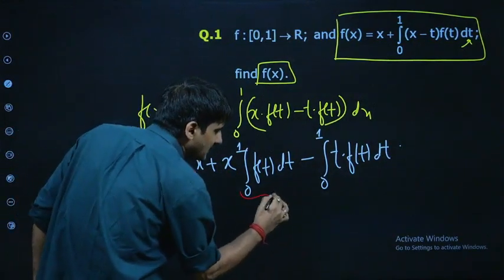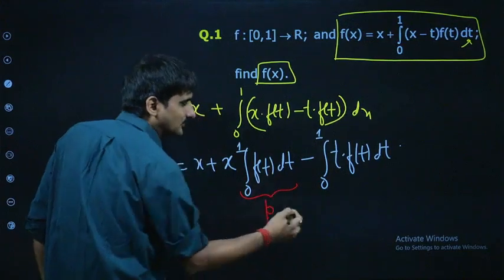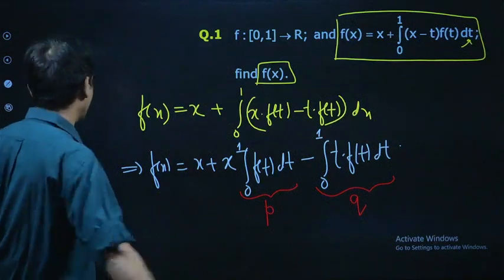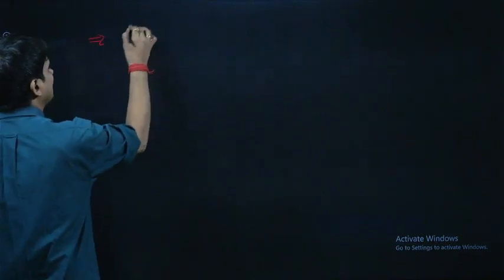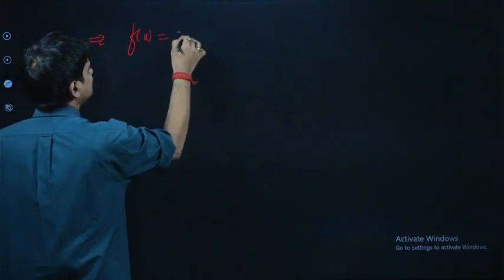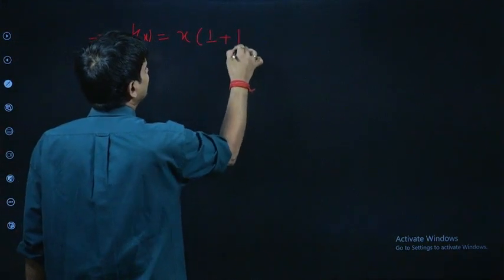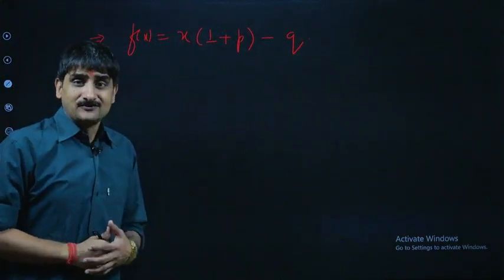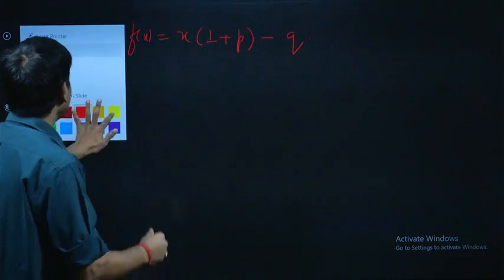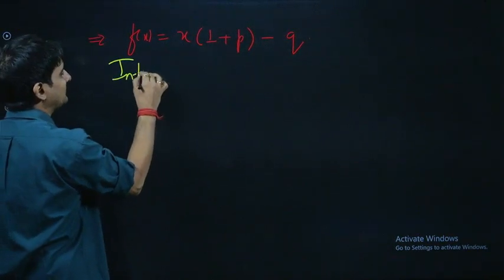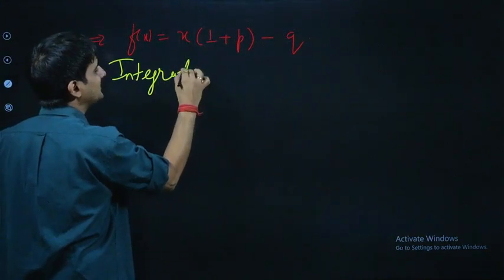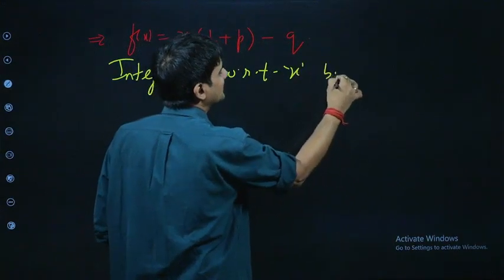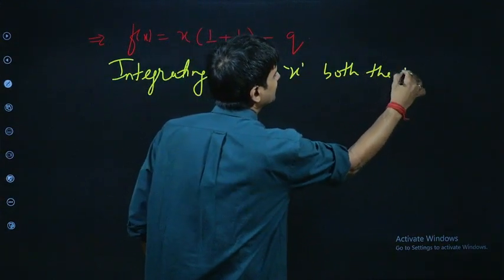Now I will call this a constant p, and this a constant q. So for me in that case, our f of x is x times (1 plus p) minus q. So that's the f of x here. Now I will integrate both the sides with respect to x, within the limits 0 to 1.